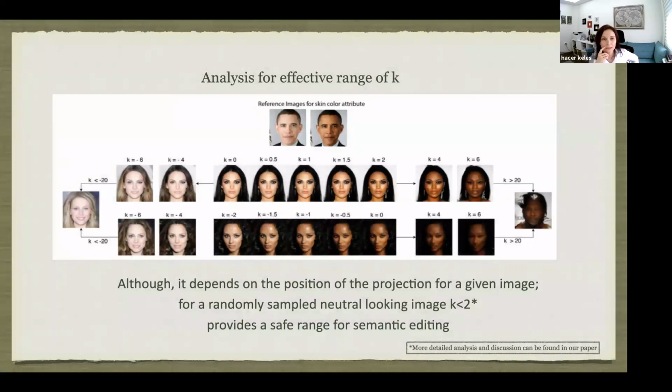I think I understood, Sinan, your question. And here we made extensive analysis on the K. So what is the limits of K? What is the effective range of K, right? Because when you go further and further, at some point the characteristics of the face will start to change, because there are many modalities there representing different people.